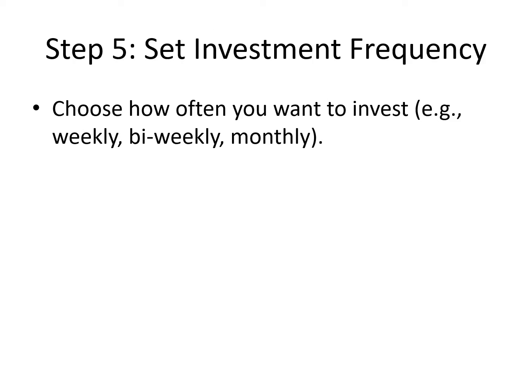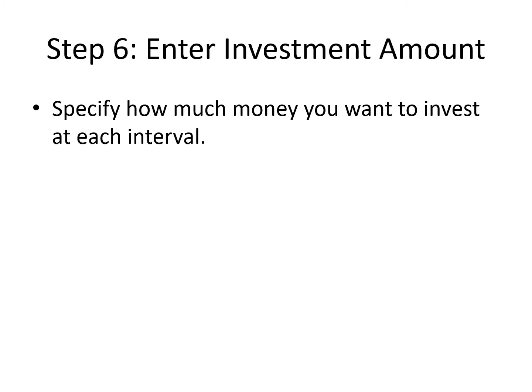Choose how often you want to invest. You can set your schedule to weekly, bi-weekly, or monthly, whichever fits your investing goals. Enter the amount you'd like to invest each time. This will be the fixed amount Robinhood will invest on your behalf automatically.